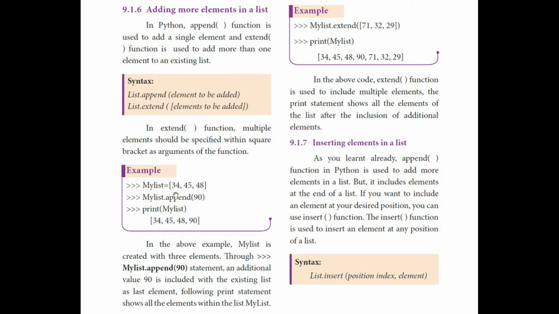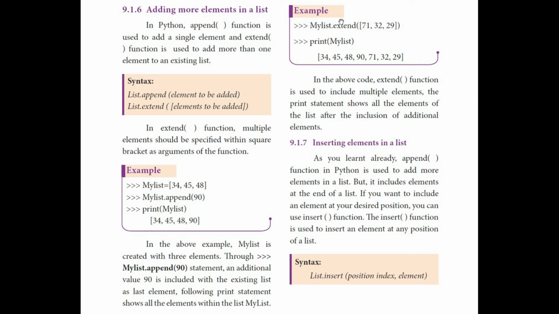So this is the existing list, and I'll be adding the 90. The following print statement shows all the elements within the list mylist, that is, what this mylist is holding. If you check, it will display 34, 45, 48, 90.